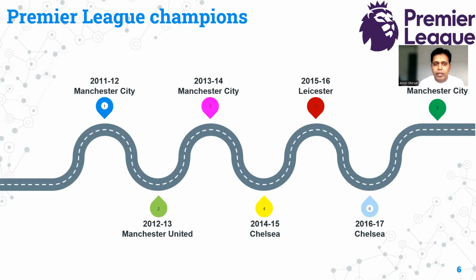Based on the data analysis, we have found out that Manchester City was the team who have been consistent. I would say they have won 3 times since 2011-12. We have taken the data from 2011-12 onwards till 17-18. So they have been the winner for 3 seasons, followed by Chelsea, who have been a winner for 2 seasons, and then Manchester United and Leicester respectively for 1 season each.